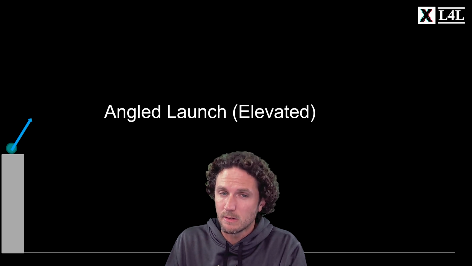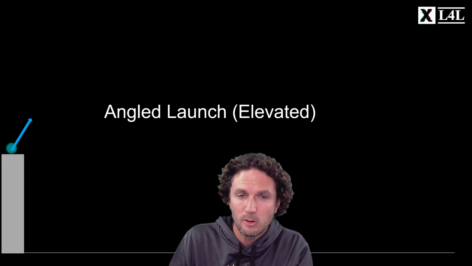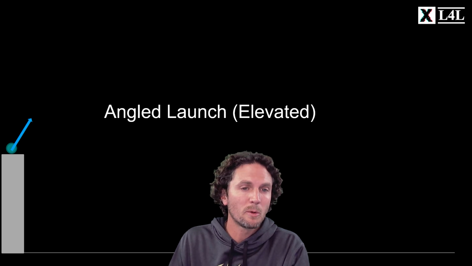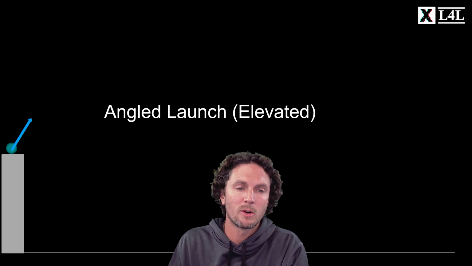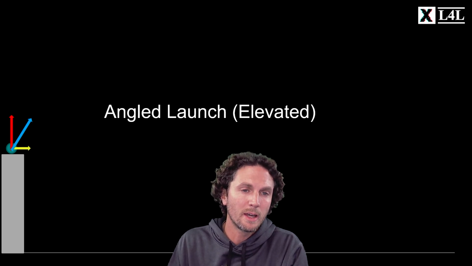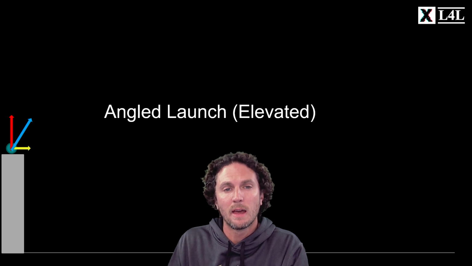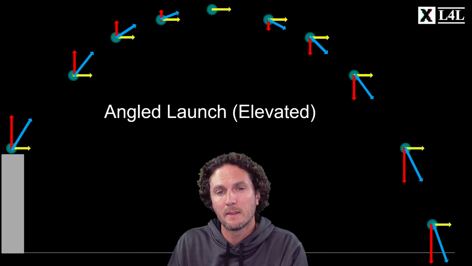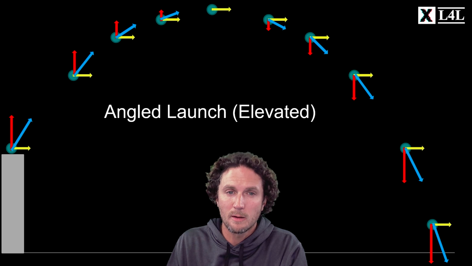The last one I want to look at here is an angled launch, except this time it's elevated. So you're going to see a lot of the same concepts as the angled launch at the ground, but a little bit different because we're elevated. So again, we're going to have an initial velocity that's going to be up on some angle relative to horizontal, and we're going to be breaking that down into its horizontal and vertical components. And let's take a look at what the actual path of the object does. Again, the same parabolic motion that we would expect for projectile motion.